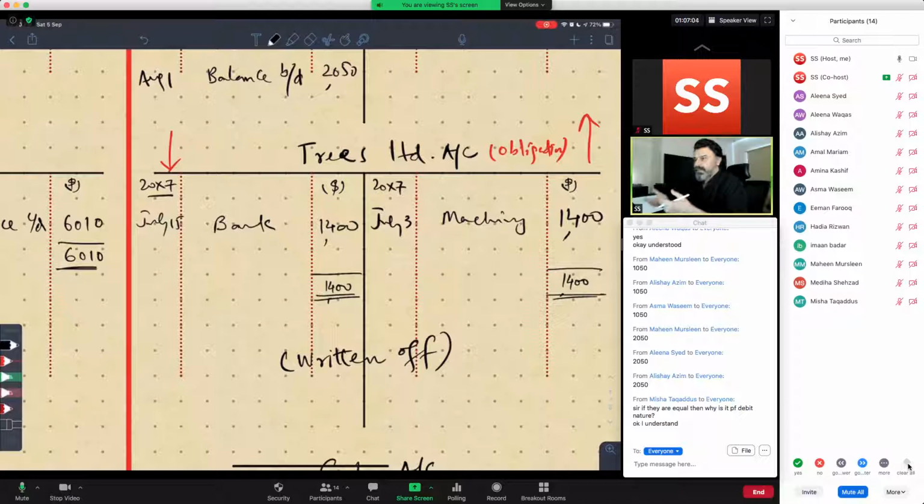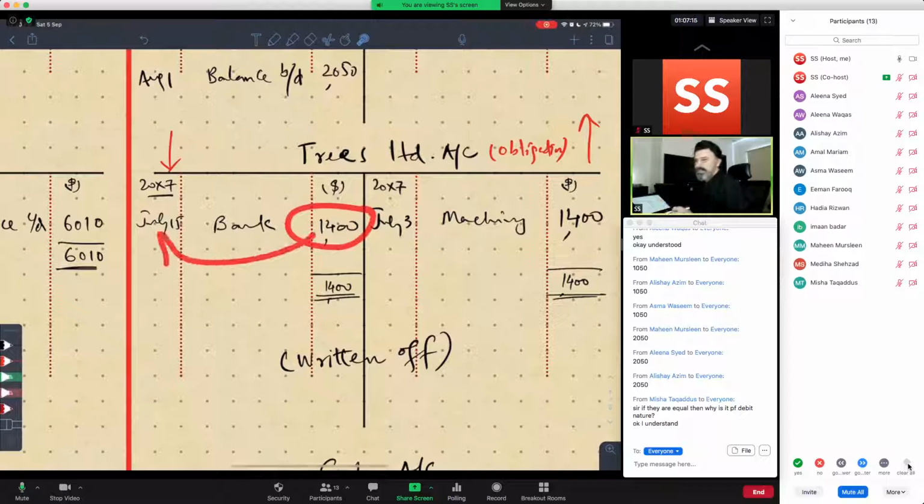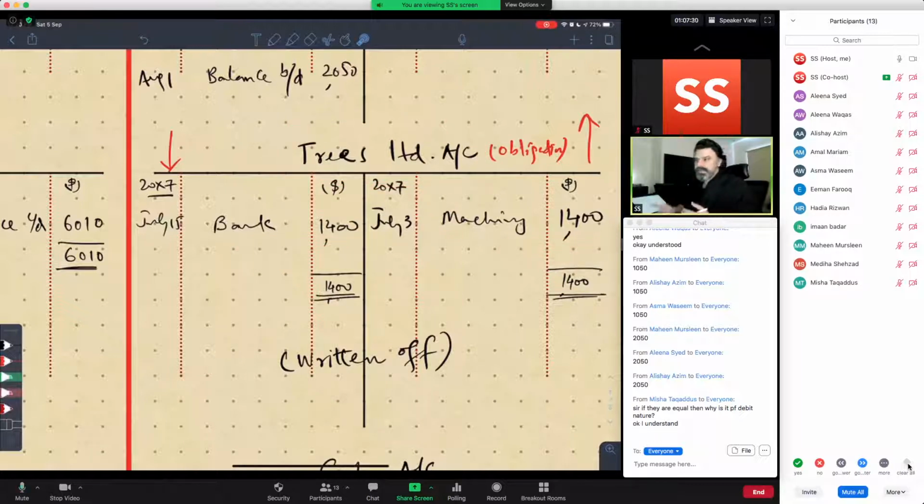Whatever transactions, whatever arrangement and deal we had with Trees Limited, that is done and over. We bought machinery from them on 3rd of July and we settled our debt on July the 15th. So there is no need to maintain Trees Limited account anymore. ये वाला पार्ट मशीनरी अकाउंट में रिफ्लेक्ट हो गया है और ये वाला पार्ट बैंक अकाउंट में ऑलरेडी रिफ्लेक्ट हो गया है. इस अकाउंट की अब हमें मजीद कोई ज़रूरत नहीं है, बिकॉज ना तो ट्रीज लिमिटेड हमें कुछ देता है, ना हम ट्रीज लिमिटेड को कुछ देते हैं.